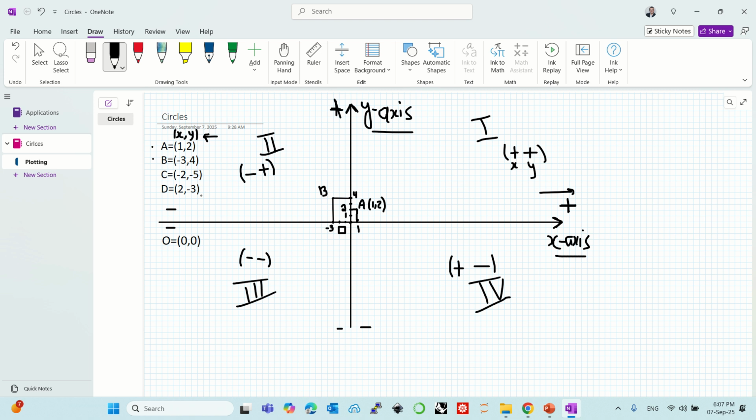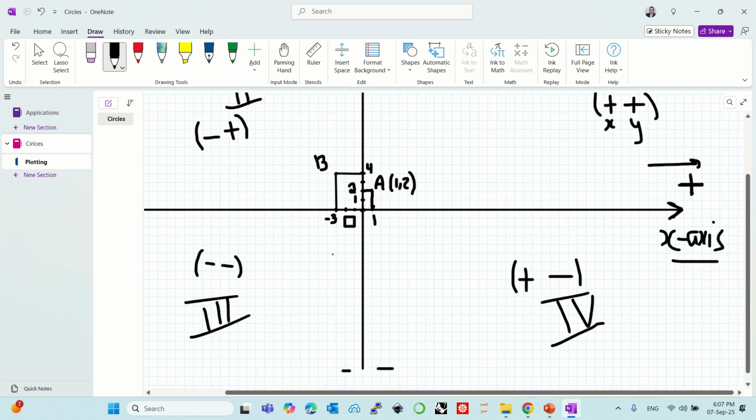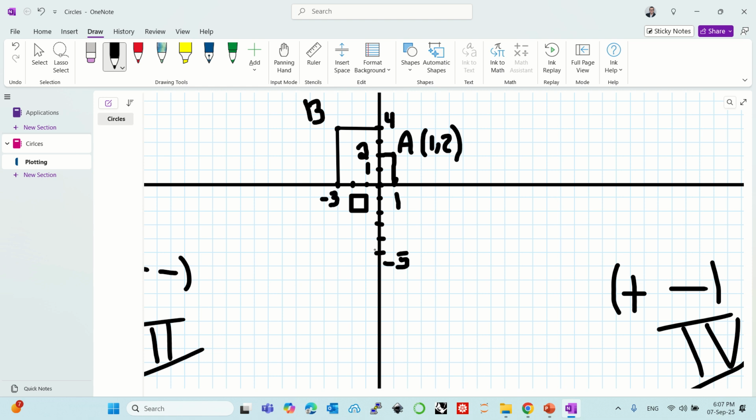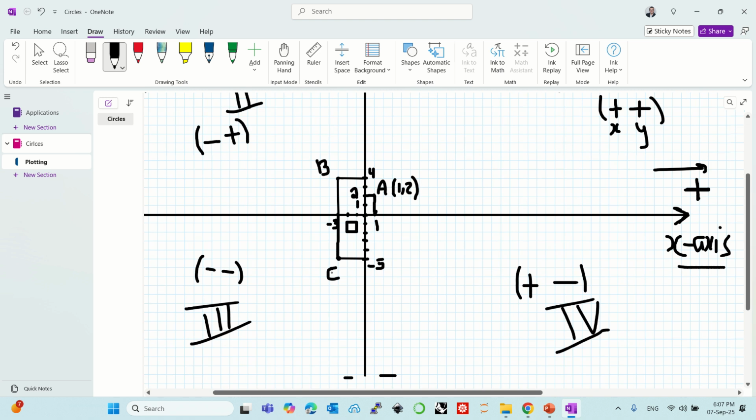For point C, minus 2, minus 5, both are negative. Let's plot negative 2. This is negative 2 and negative 5. 1, 2, 3, 4, 5. This is minus 5. Let's join minus 2 and minus 5. And this point will be point C.